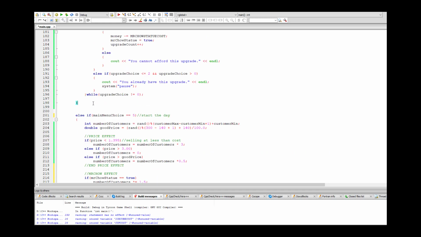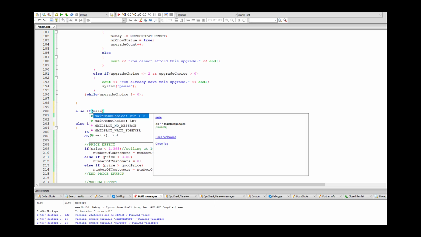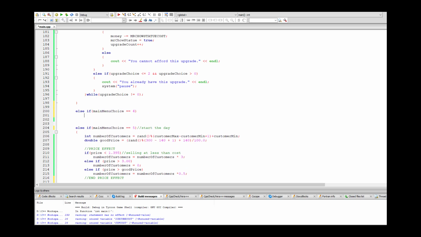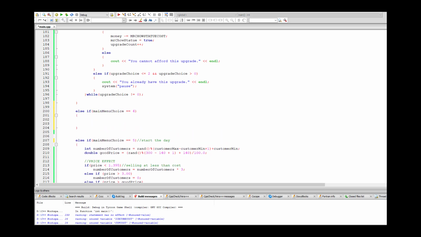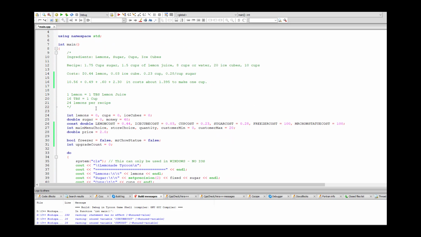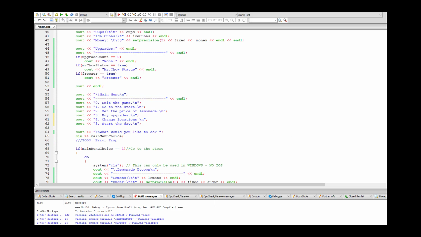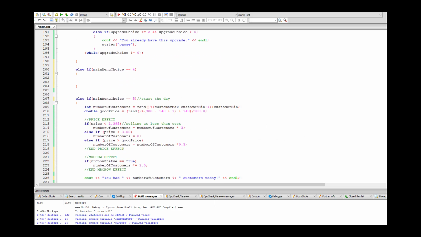So we are putting in number four here. We're going to say else if main menu choice is equal to 4. In order to change locations, we have to assign an integer for each location. So we're going to say int location is equal to 1. Now, location 1 is always going to be, let's say, your mom's house.